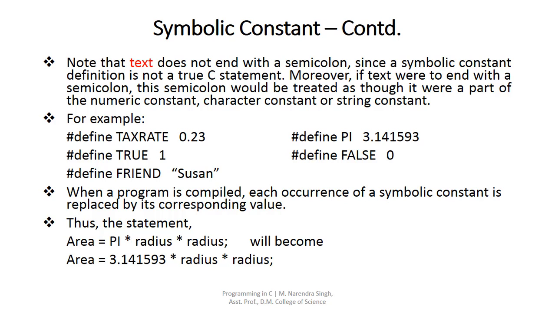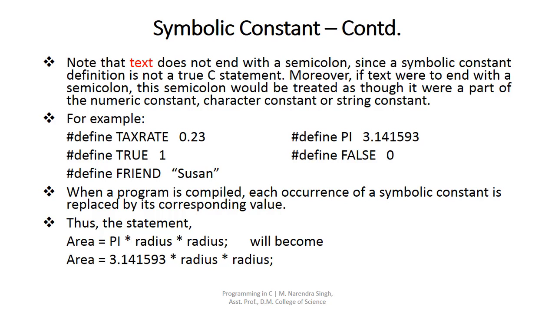Now, instead of using the value 0.23 inside our program, we can just use TAXRATE to represent the value 0.23, which makes it more understandable about what 0.23 is. If we use 0.23, then we might think of 0.23 to represent just another numeric constant, not the tax rate. So, to increase the understandability of the program, we can use TAXRATE in place of 0.23 wherever 0.23 is required.